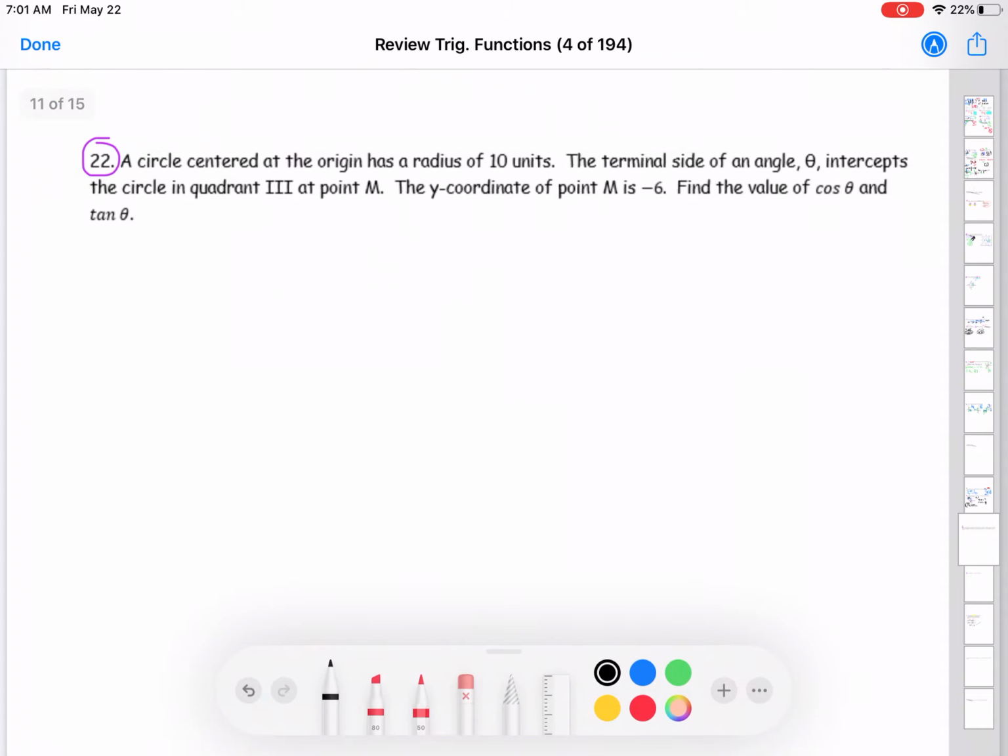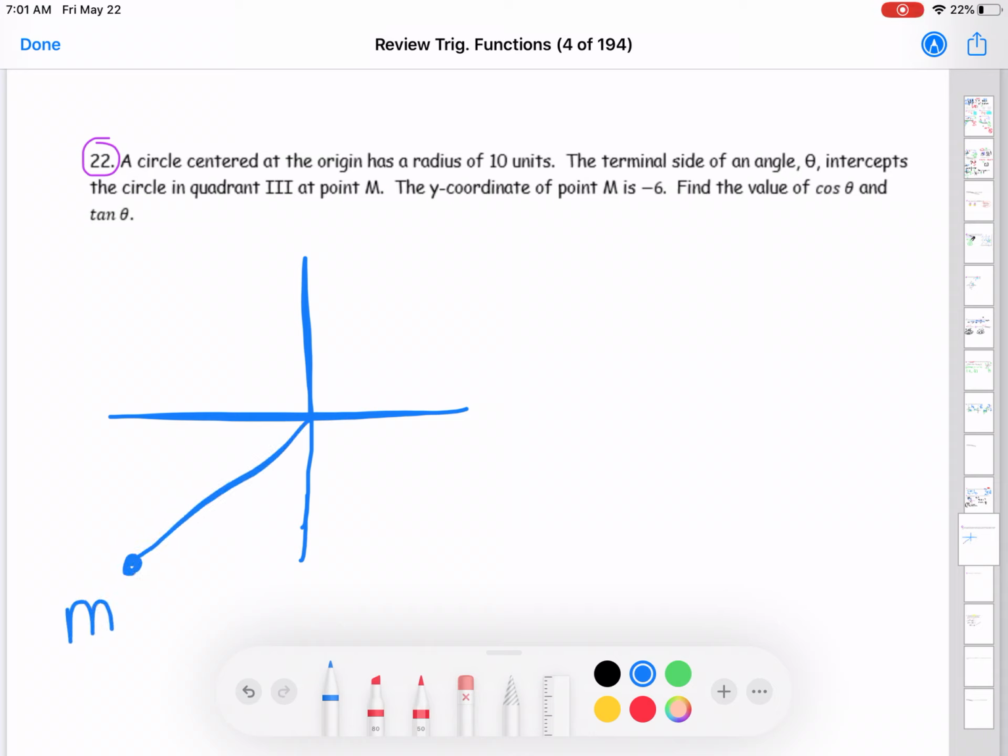Okay, 22. A circle centered at the origin has a radius of 10. The terminal side of angle theta intercepts the circle in quadrant 3 at point M. Okay, so I'm in quadrant 3 somewhere. There's my point M. Remember, when you create your right angle, the right angle always touches the x-axis. Now it says the y-coordinate is -6. So wouldn't that be this, going down to -6 to get my y-coordinate?